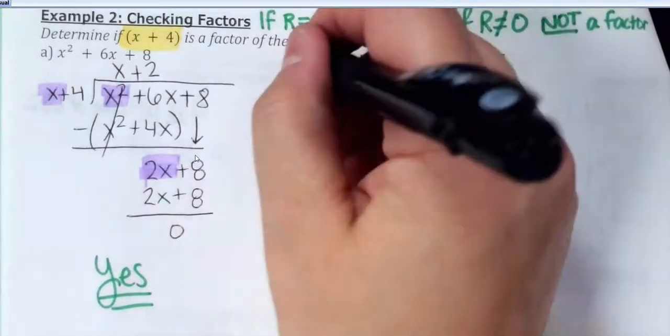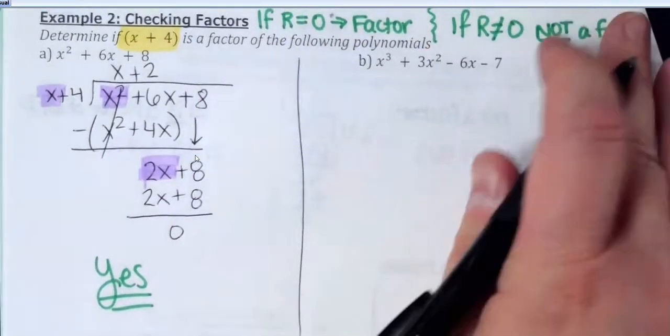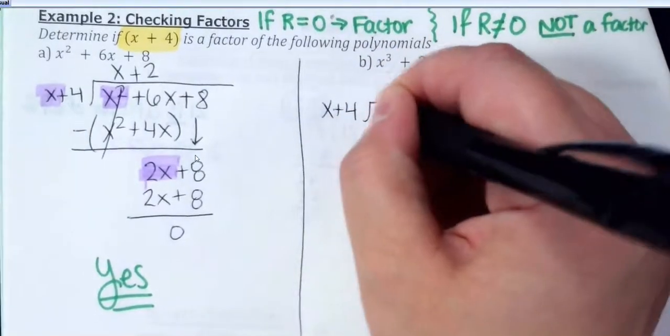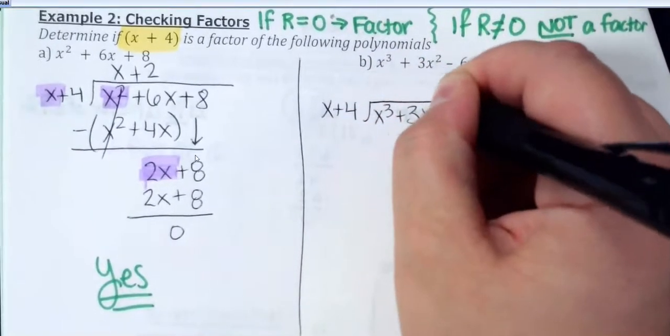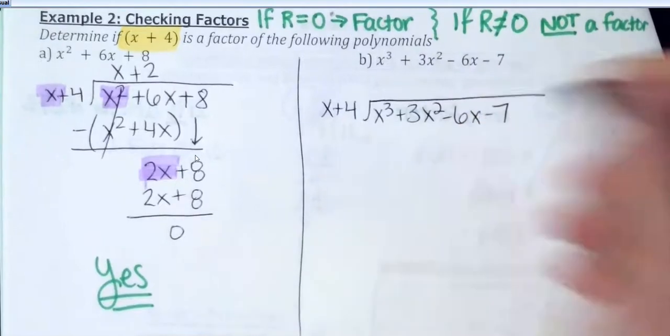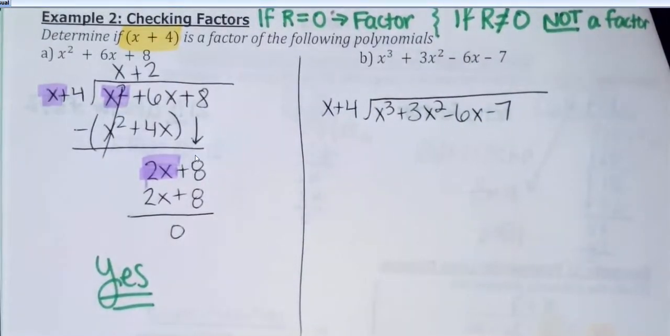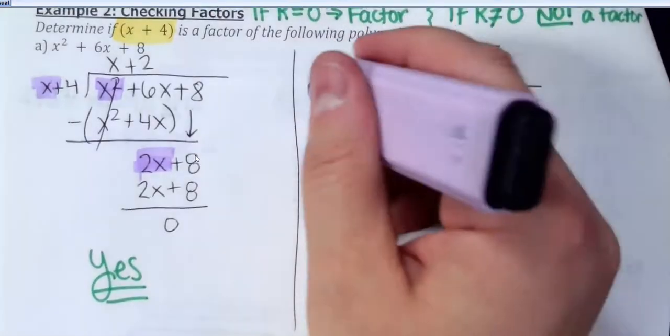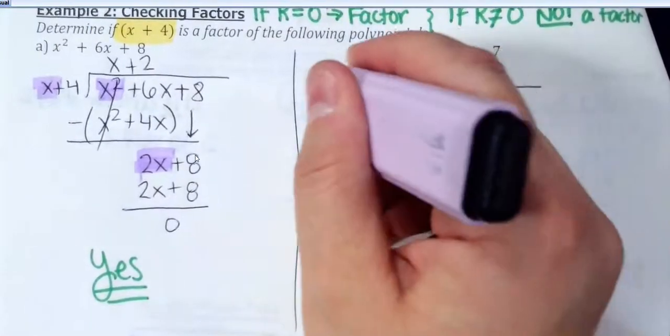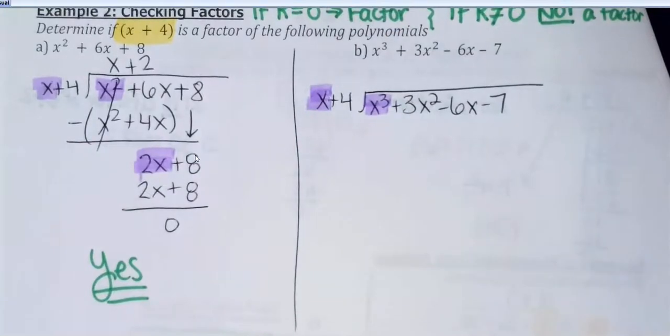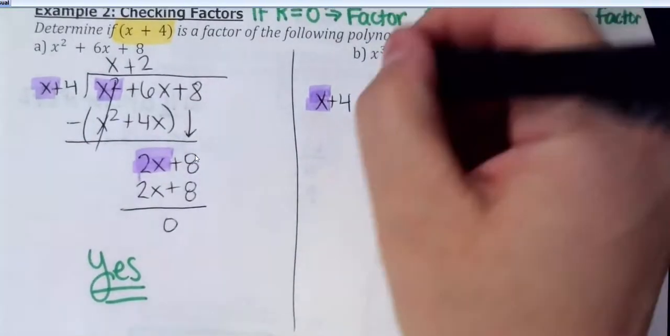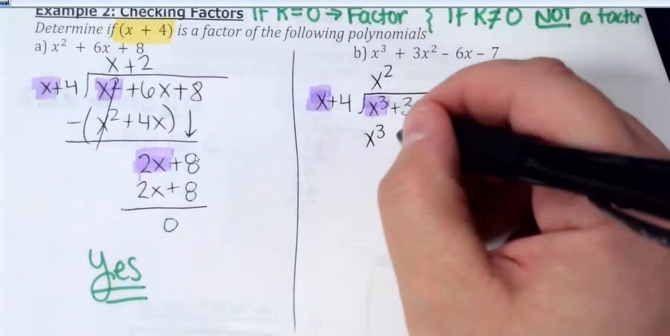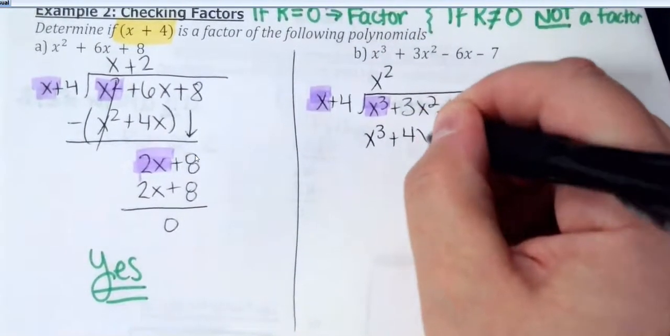Okay, so for this question, I'm going to say different polynomials. So is x plus 4 going to divide into x cubed plus 3x squared minus 6x minus 7? So I want to see if I can do this. Now, just looking at the first term, what would you multiply x by to get x cubed? x squared. So x squared times x is x cubed. x squared times 4 is going to be 4x squared.